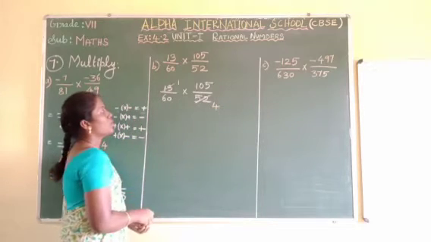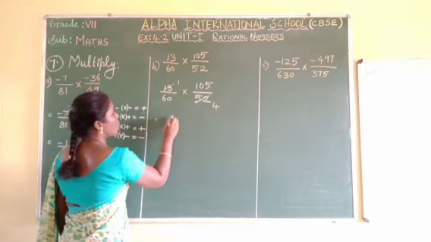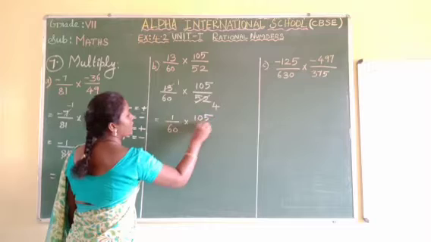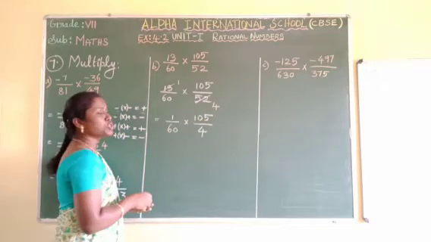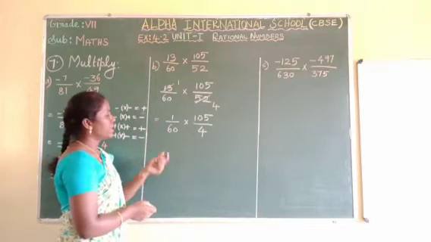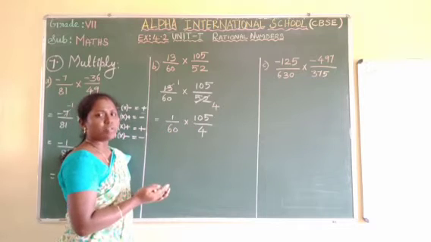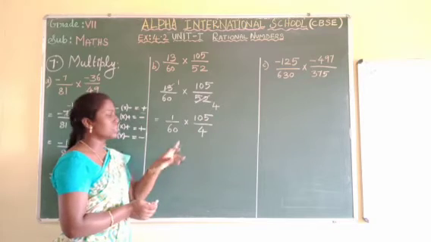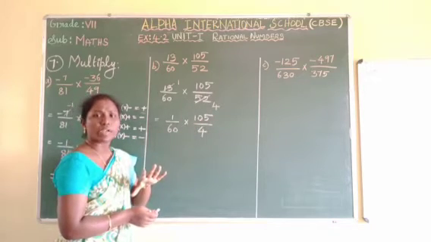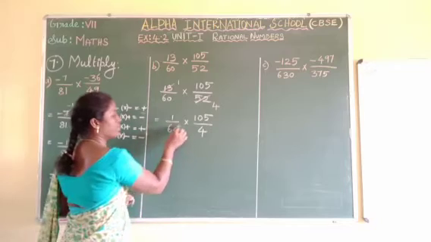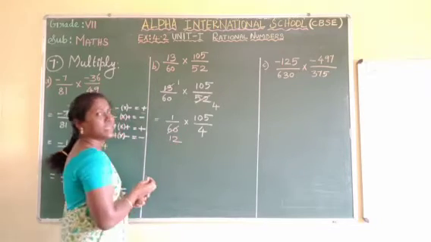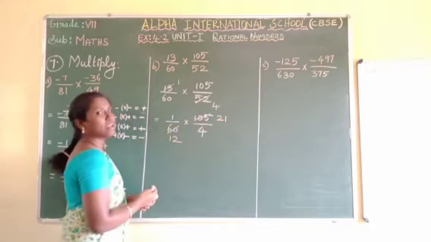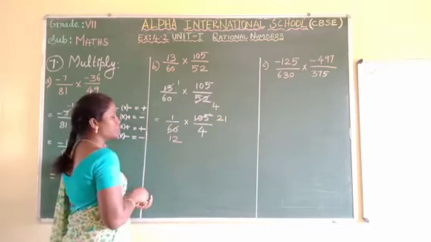Okay. Now, what is the remaining in our hand? 1 by 60 into 105 by 4. Any other numbers to simplify which have a common factor? 60 and 105 will have some common factor, isn't it? One ends with 0 and the other ends with 5. So numbers ending with 0 and 5 will always have the common factor 5. So divide by 5: 12 into 5 is 60 and 21 into 5 is 105. We are having 12 and 21.